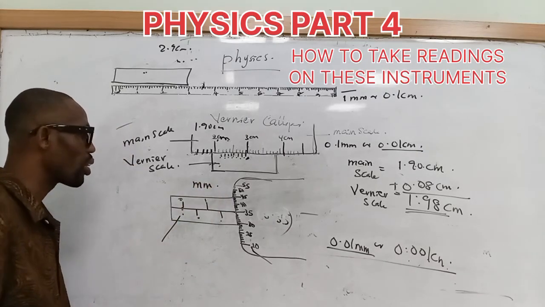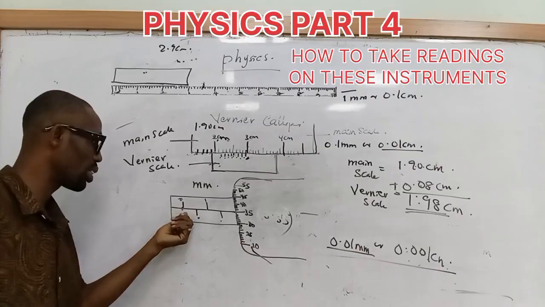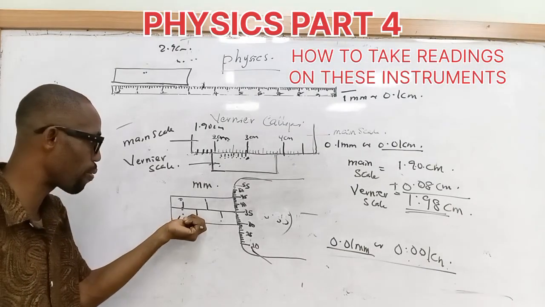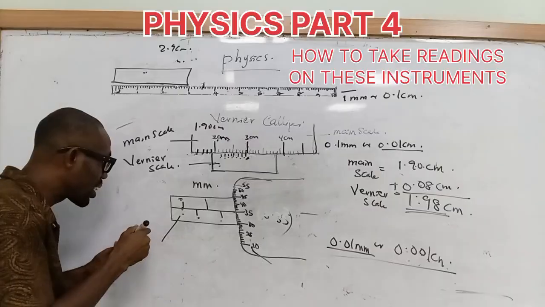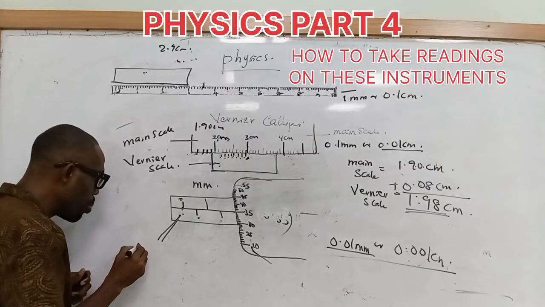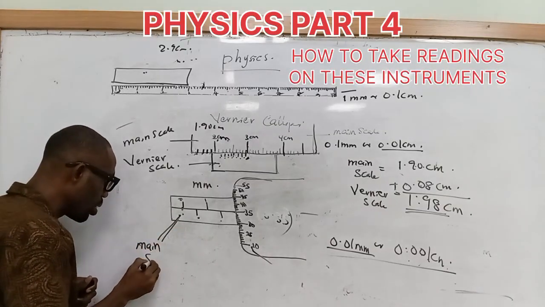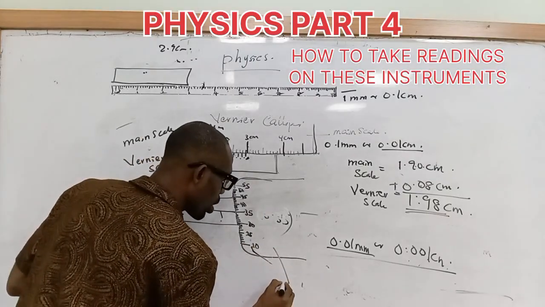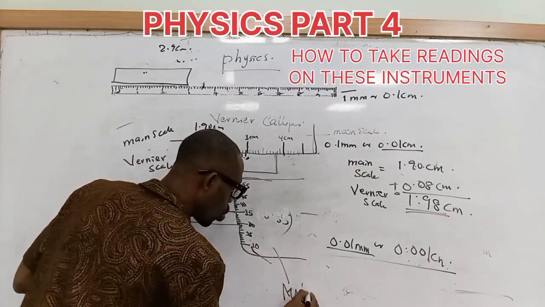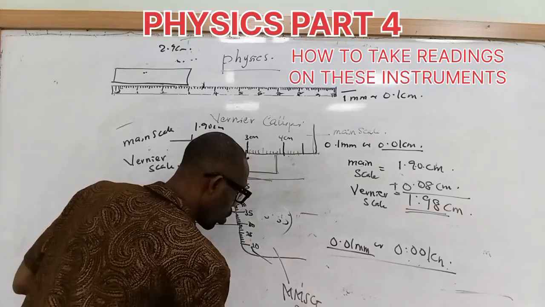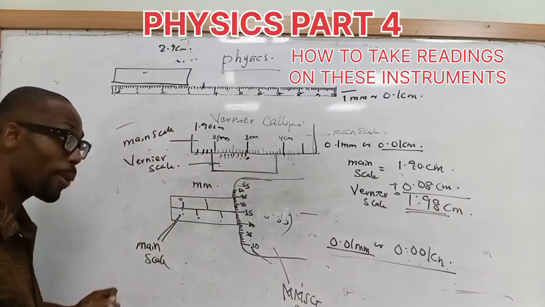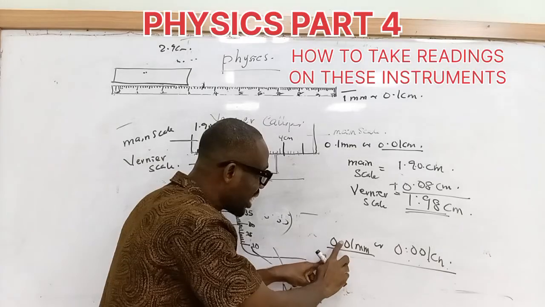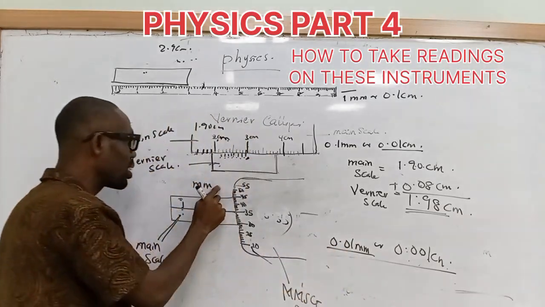So what do we have here? We have 0. This one here will be 0.5. Are you with me? Now this scale here is called the main scale. And this one here is called the micrometer screw gauge scale. Okay? Now look at this. Pay attention. We say the smallest division of graduation is 0.01, and this is in millimeter.